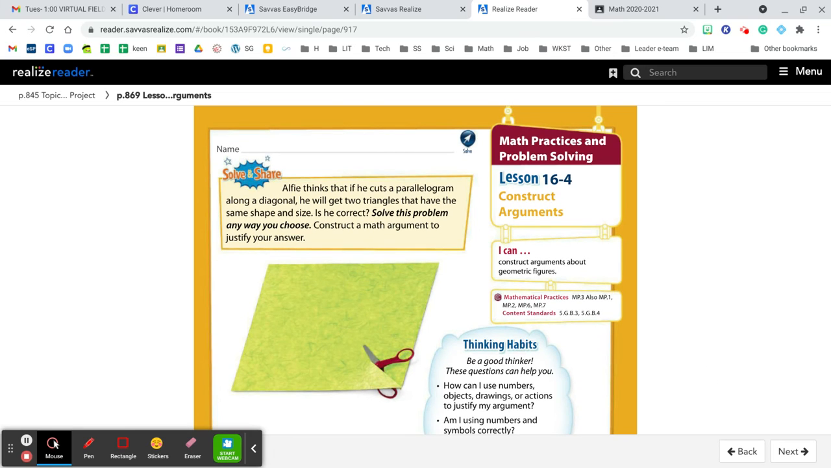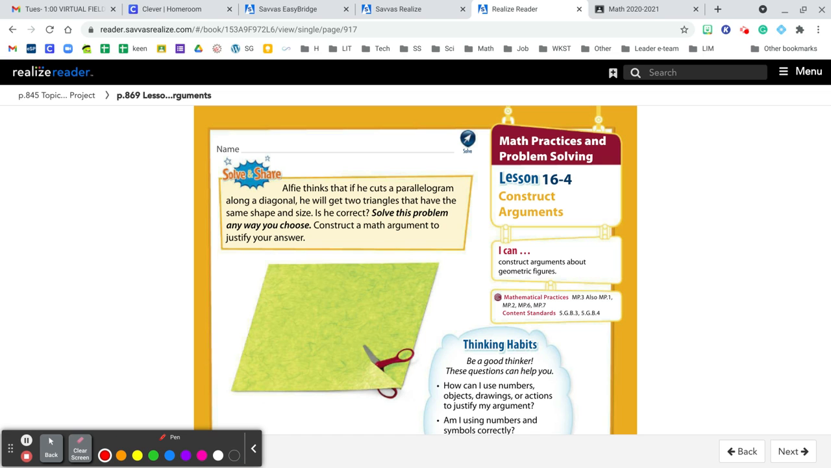All right, today we're doing math practices and problem solving, lesson 16-4, constructing arguments. I can construct arguments about geometric figures. Alfie thinks that if he cuts a parallelogram along a diagonal, he will get two triangles that have the same shape and size. Is he correct?